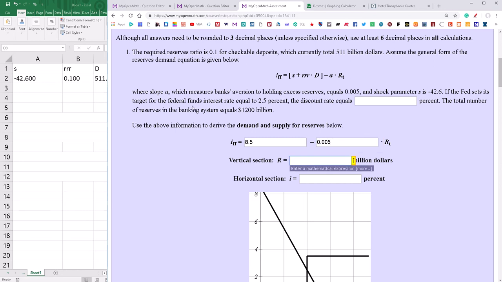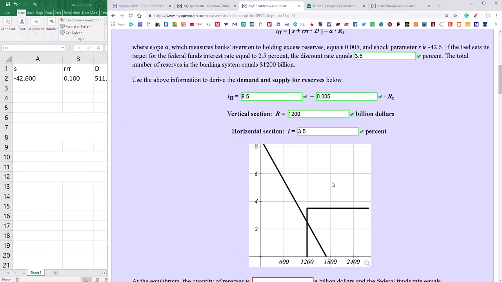The vertical section of reserves is the quantity of reserves in the banking system, which would just be $1,200 billion. And if the target for the federal funds rate is 2.5, the discount rate would be 3.5. And so the supply curve kinks at 3.5, at the discount rate. So let's just hit enter and see if we got everything right, and we do.